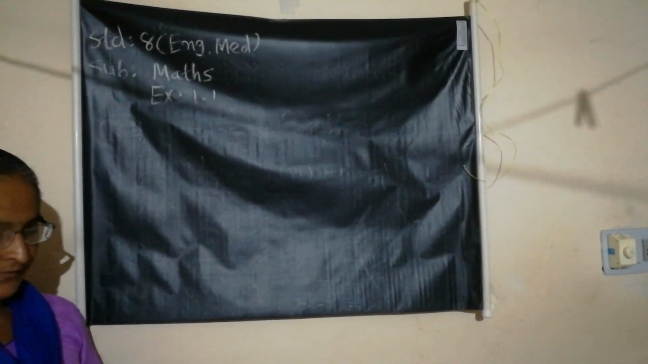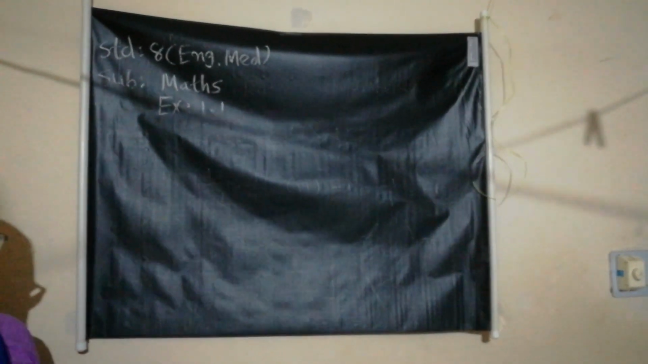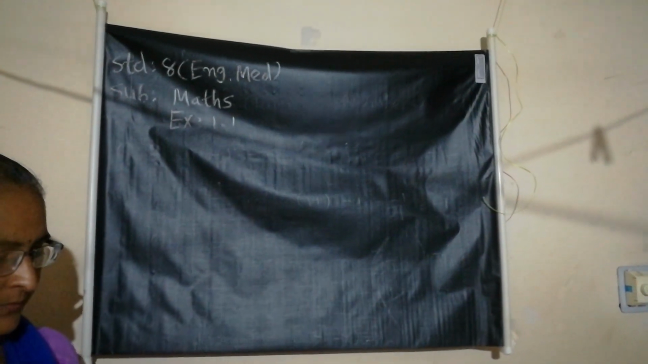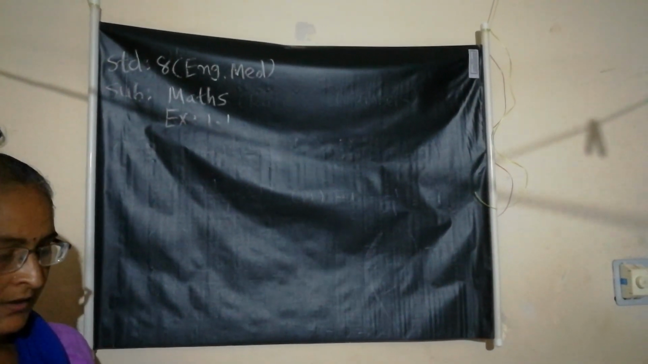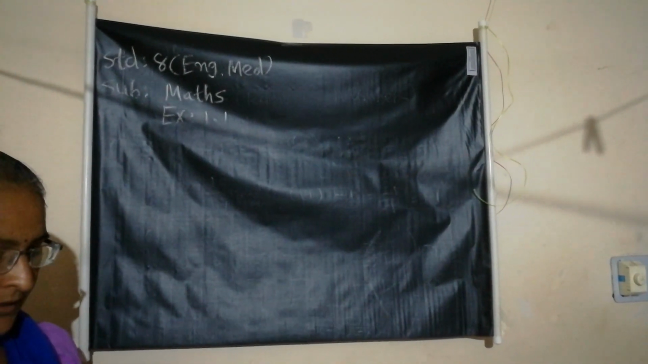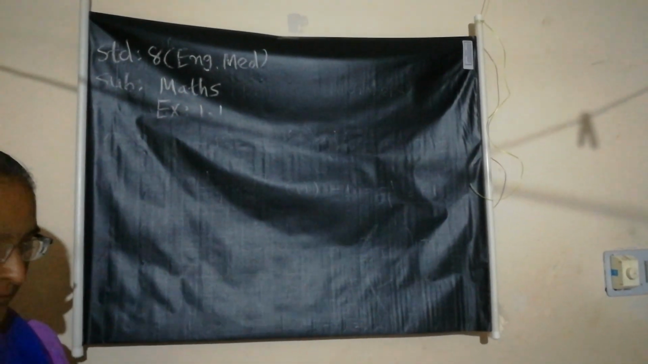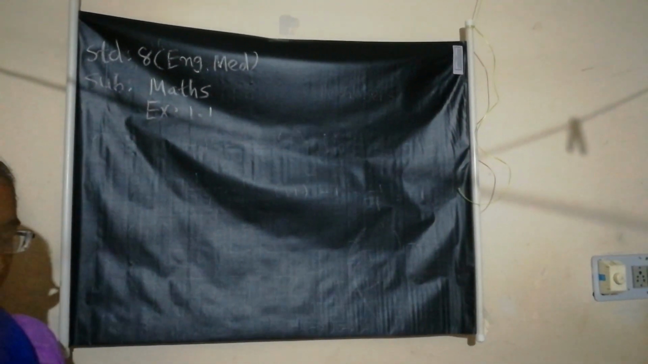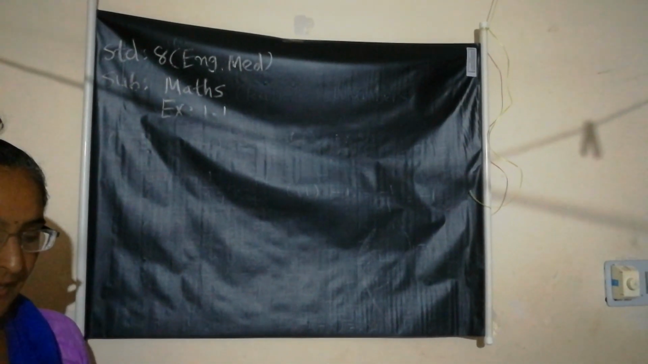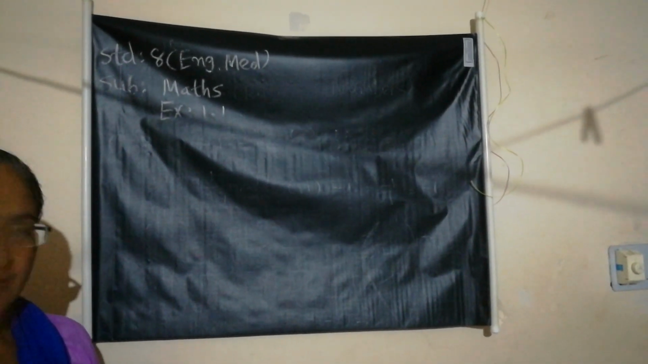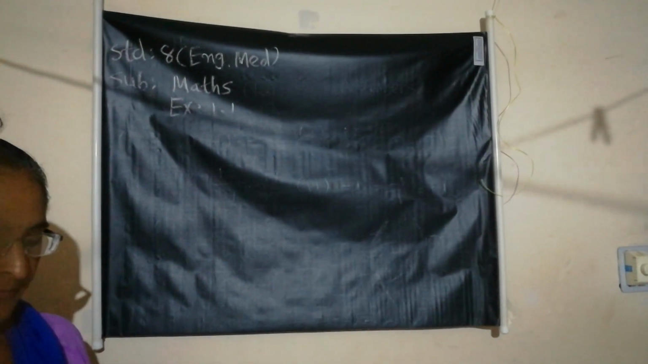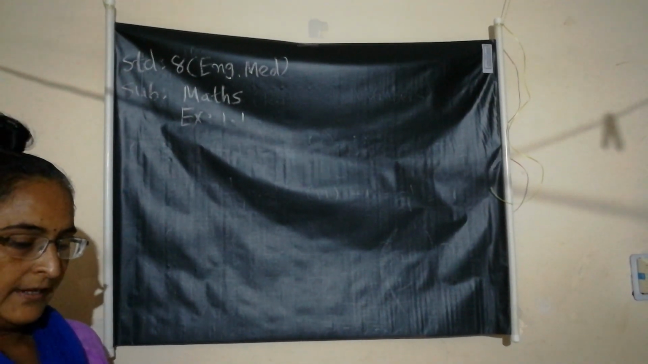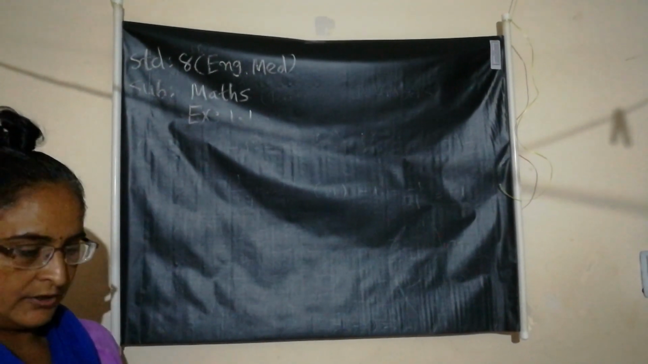Now question number 5. Name the property under multiplication used in each of the following. The first one is negative 4 upon 5 into 1 equals 1 into negative 4 upon 5 equals negative 4 upon 5. Friends, here 1 is multiplied with negative 4 upon 5, and we know that when we multiply 1 with any rational number, the rational number will be the same itself. Therefore, here the multiplicative identity is used.